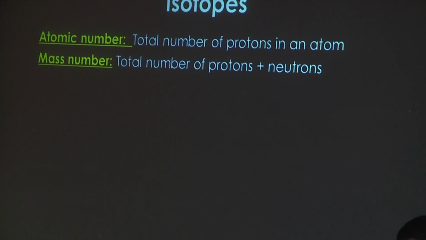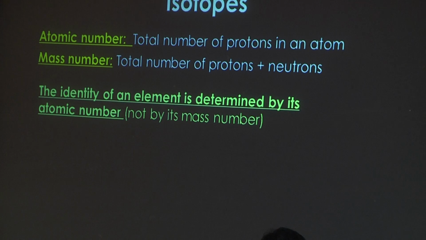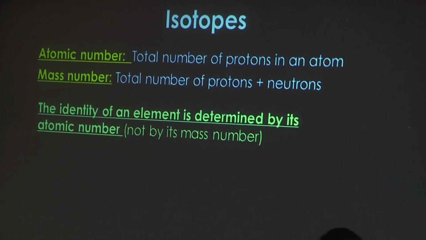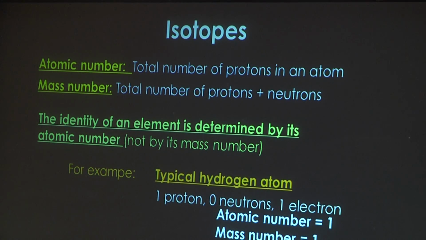Okay, so isotopes. You'll notice we said a typical hydrogen atom and a typical carbon atom. Right? But there are different types of hydrogen atoms and different types of carbon atoms. So the identity of an element is determined by its atomic number, not by its mass number. So if it has 1 proton, it's always hydrogen. If it has 6 protons, it's always carbon. The number of neutrons might be able to vary. So for example, a typical hydrogen atom, we said, has 1, 0, and 1, atomic number 1, mass number 1.